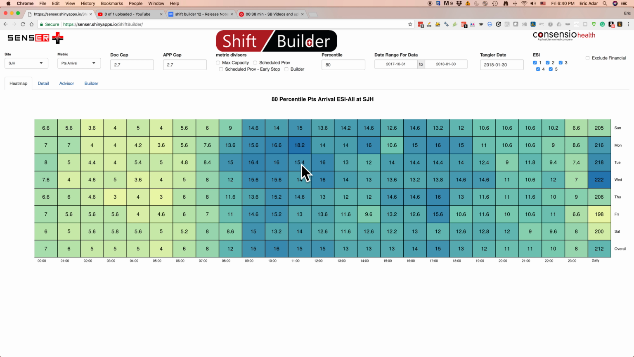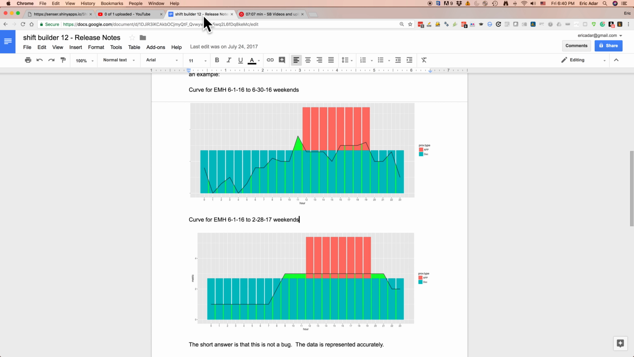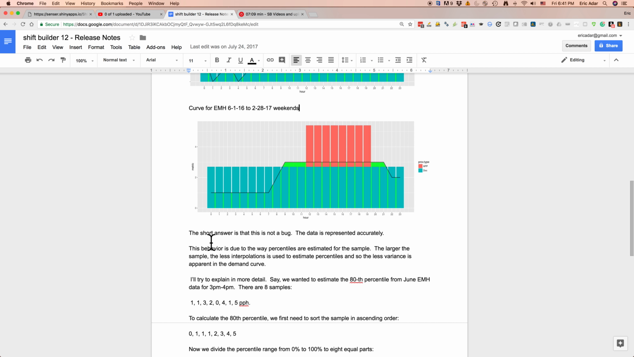The data set here, for October 31st to January 30th of 2018, contains a set of whole numbers. There are always whole numbers presenting at any 1 hour to any facility. So how do we arrive at 15.4? Well, there's no single number that corresponds to the 80th percentile, so we need to extrapolate between two numbers. Here's a quick example of this.